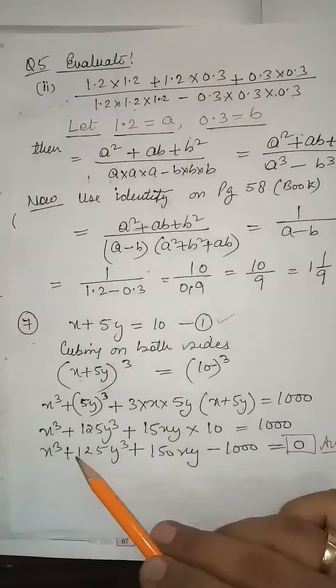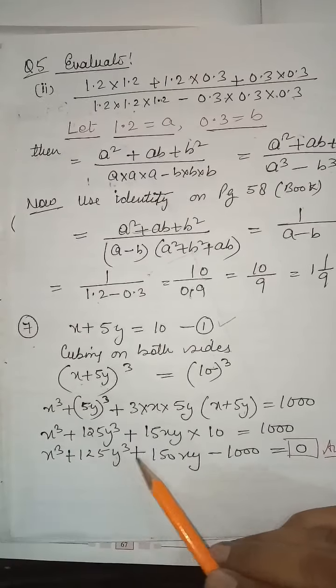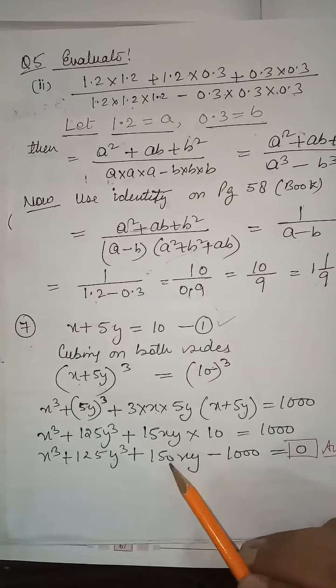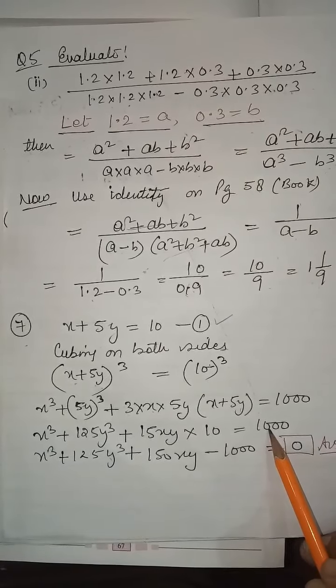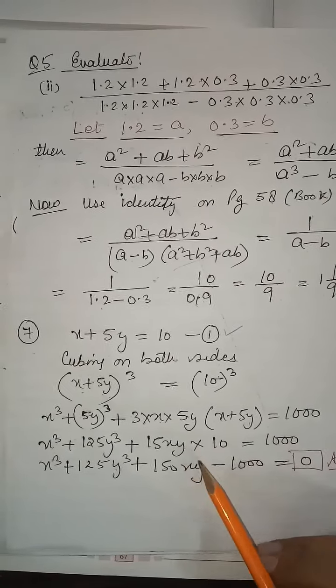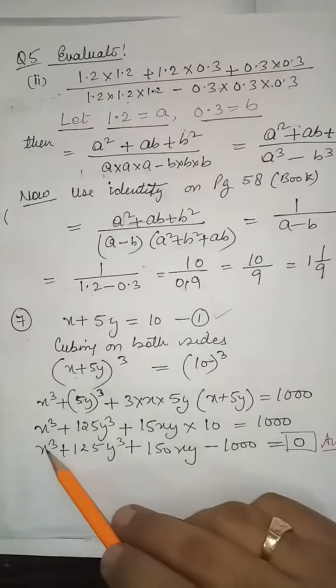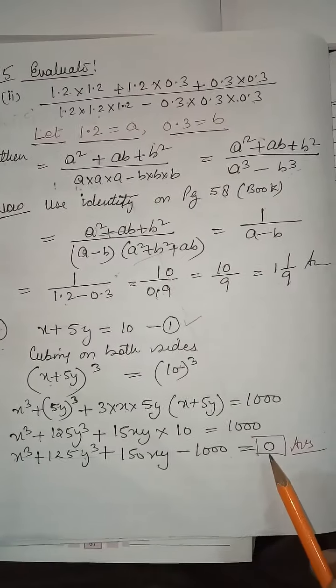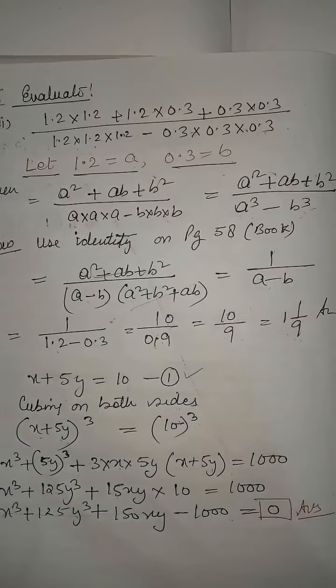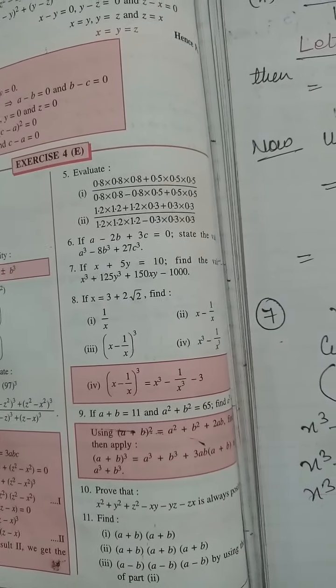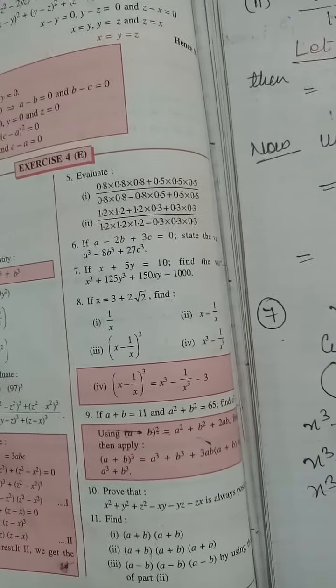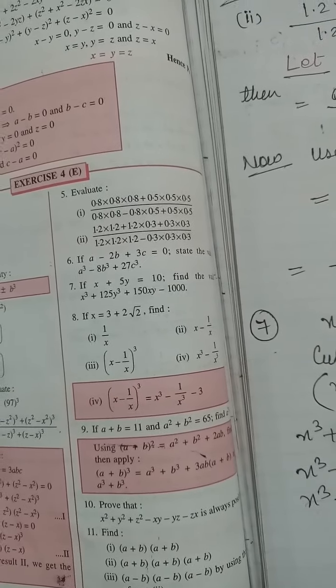Now what we do, x cube plus 125y cube plus 15 tens are 150 xy, and 1000 will transpose to the left hand side to get minus 1000 is equal to 0. Now this is the expression required over there. So what is the answer? 0. Now in question number 10, prove that x square plus y square plus z square minus xy minus yz minus zx is always positive.